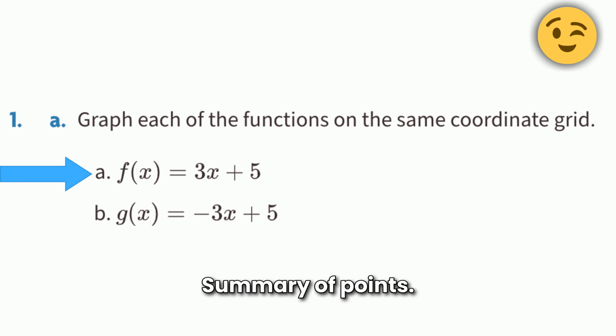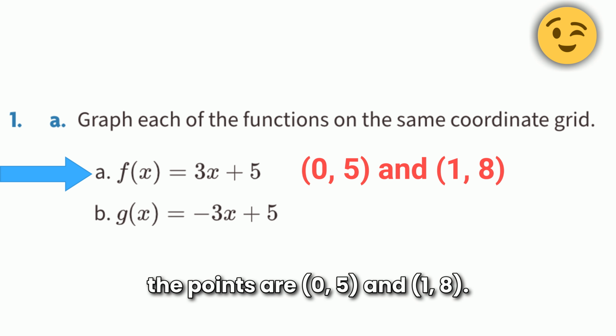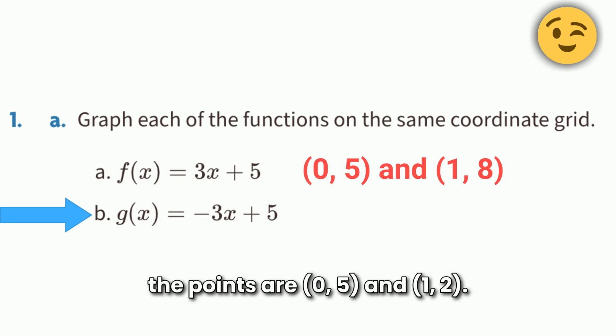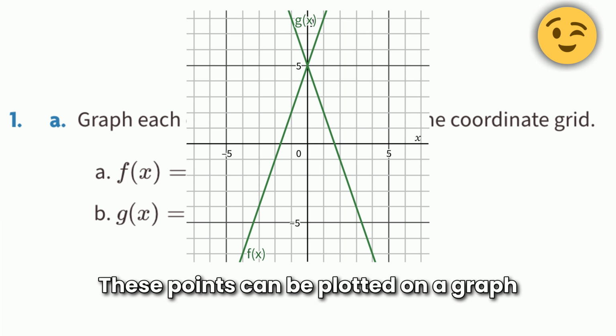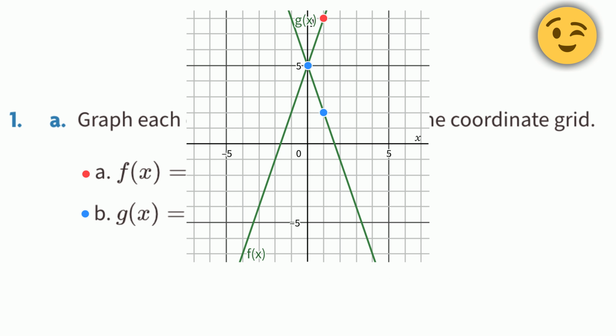Summary of points. For the function f of x equals 3 times x plus 5, the points are 0, 5, and 1, 8. For the function g of x equals negative 3 times x plus 5, the points are 0, 5, and 1, 2. These points can be plotted on a graph to visualize how the two functions compare with each other. Now let's do 1b.